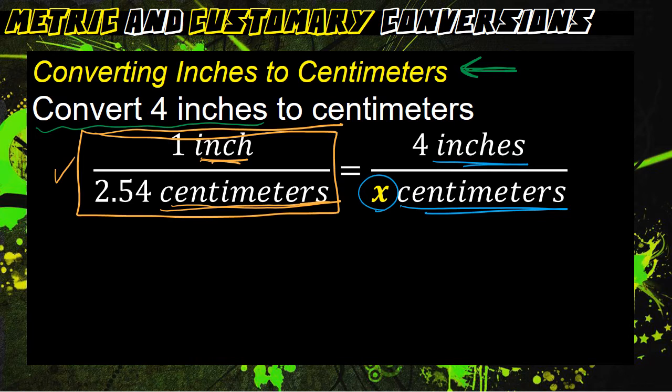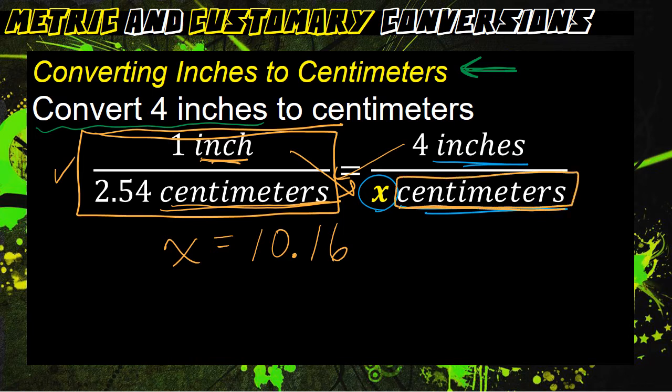And what we can do now is cross multiply. So let's go ahead and do that here. We can say that x is, so 1 times x is x, and 4 times 2.54 gives us 10.16, and then we had to add our label. What we're trying to solve for is centimeters, and I'm going to use the abbreviation cm for that.